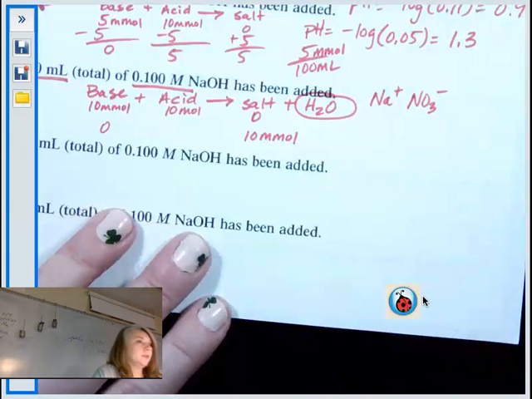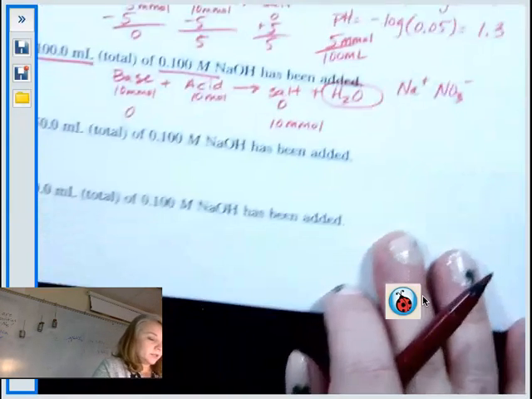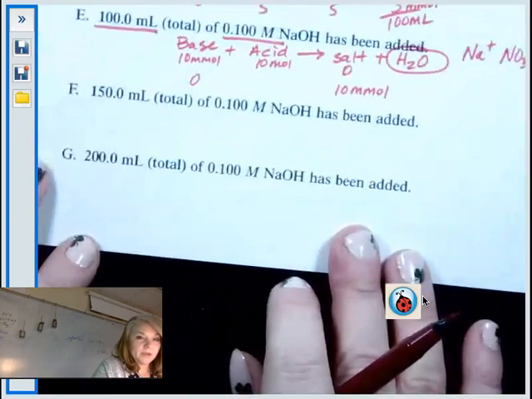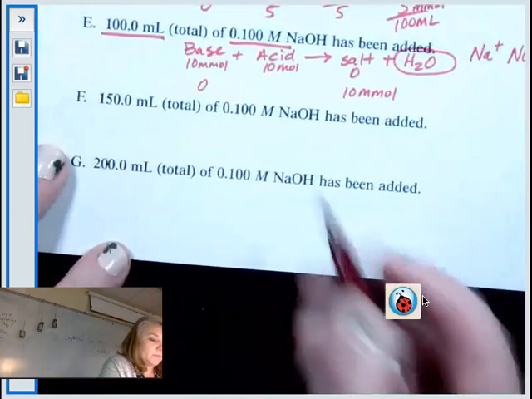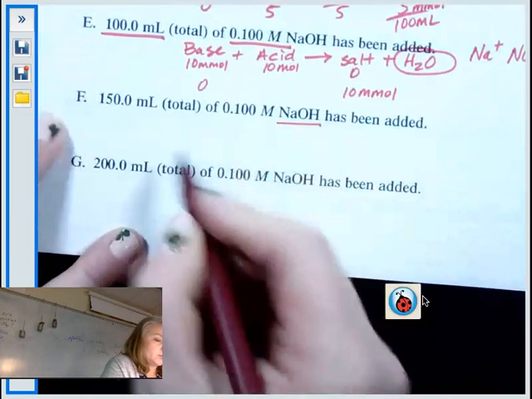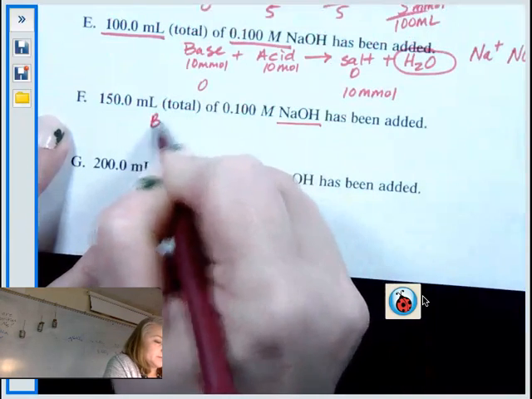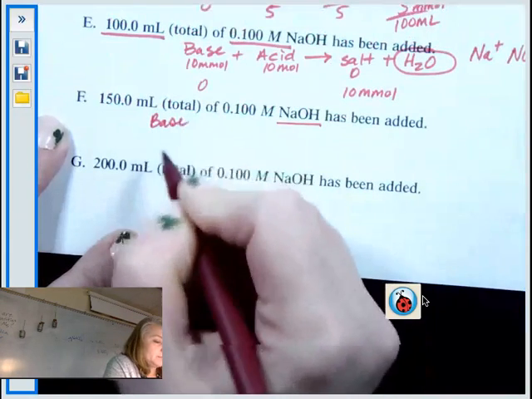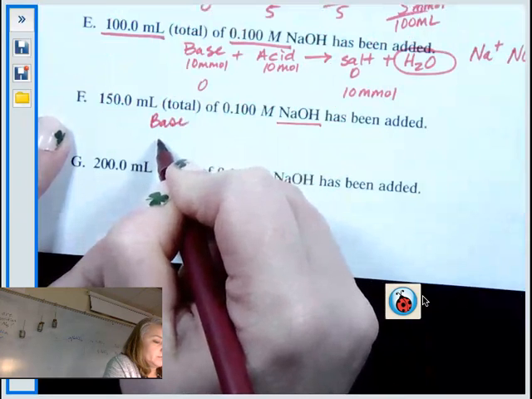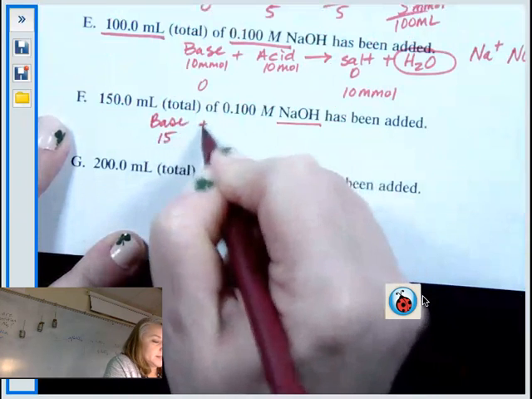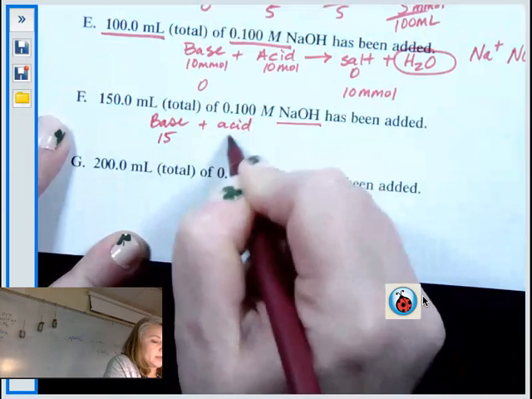Okay. All right. So now F, we have 150 milliliters of 0.1 molar solution of base. So base, how many millimoles do we have? 15. Acid, we still go back with that original 10.